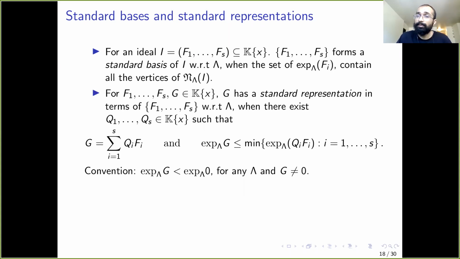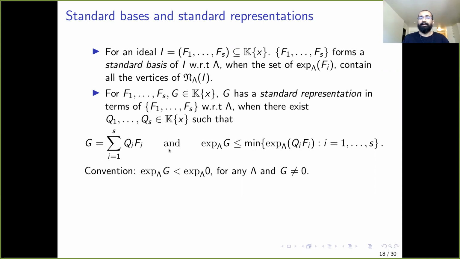The first is this notion of a standard representation. So if we have power series F1 through Fs and G, we say that G has a standard representation in terms of F1 through Fs with respect to lambda if there exist some power series Q1 through Qs such that G is the sum for i equal to 1 through s of Qi Fi, and the initial exponent of G with respect to lambda is less than or equal to the minimum of the initial exponents of these products Qi Fi. And here, in order to take care of the zero case, we assume that the initial exponent of any non-zero G is always less than the initial exponent of zero.